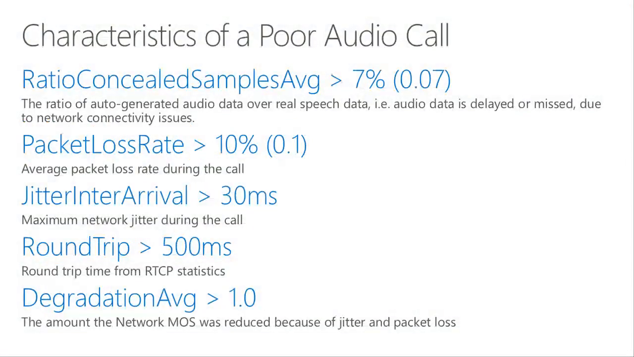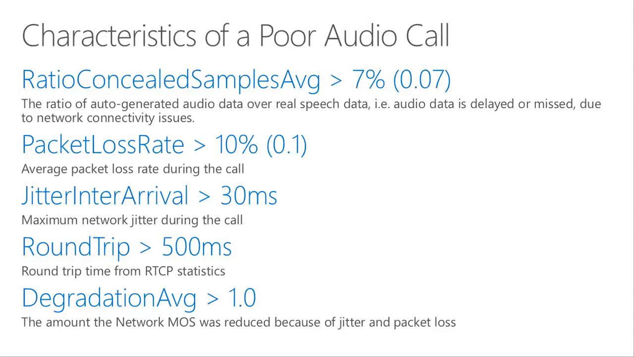Now that we've talked about the foundations and how we collect the reports and how it gets inserted, let's talk about some of the foundations of the actual data that you're looking at. There are 5 key characteristics of a poor audio call. And these are network-related statistics. There are other characteristics that would class a call as poor audio, but these are the network-related impairments that you'd see.